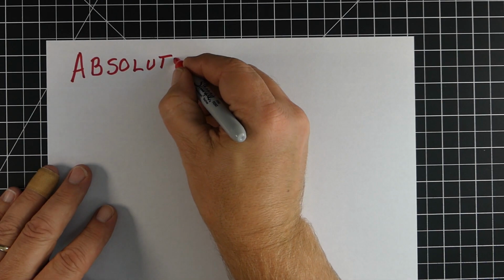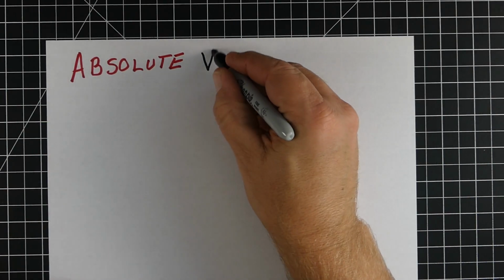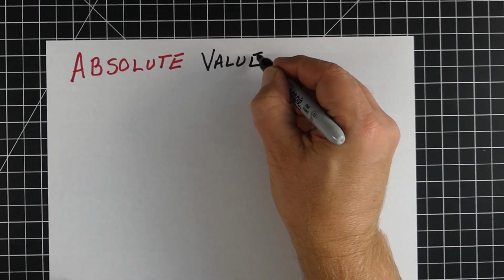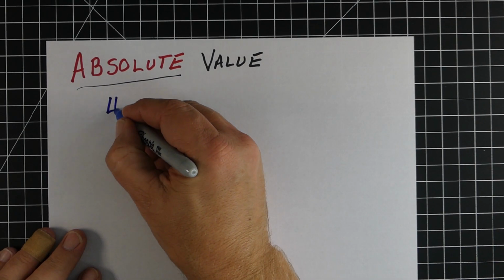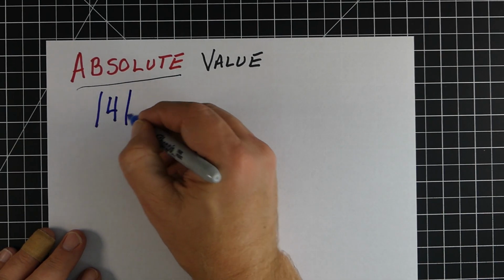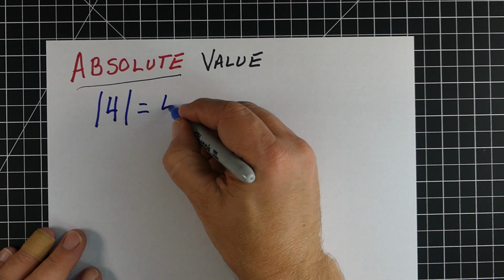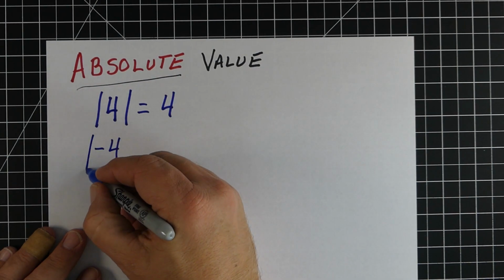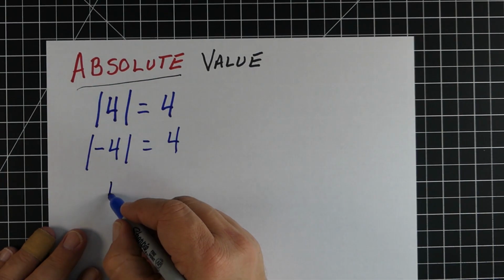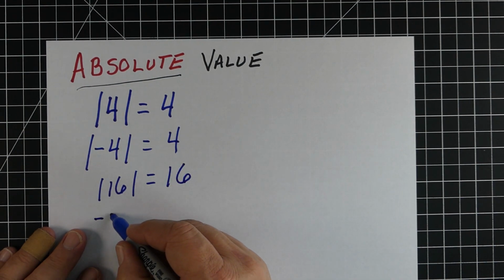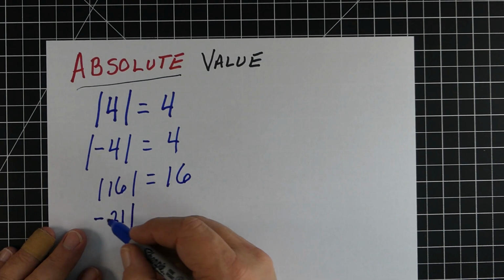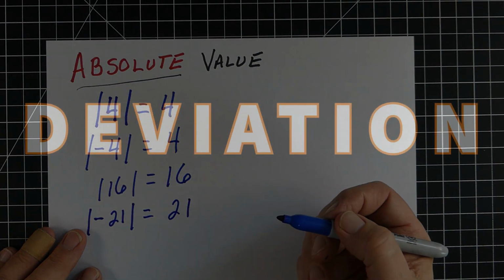Absolute, this refers to the absolute value. Now, absolute value is just your distance of a number from 0. All absolute values are going to be positive. So if we start to look at some of our different numbers, the absolute value of 4, for example, is just plain old 4. Negative 4, it's also 4. If we look at the absolute value of 16, it would be 16. Absolute value of negative 21, it's 21. So they're all positive numbers.